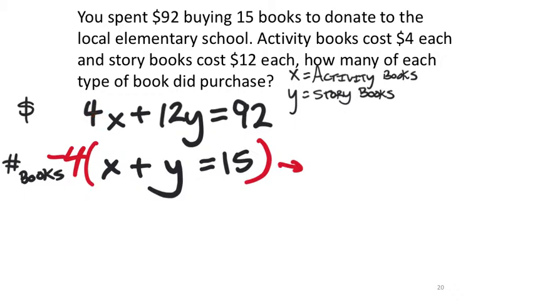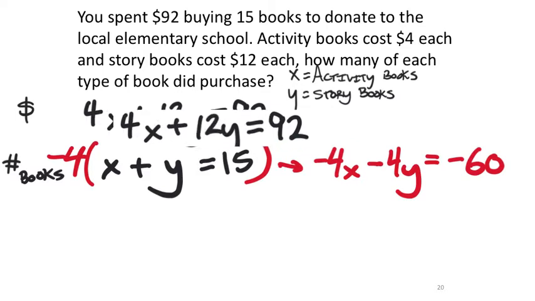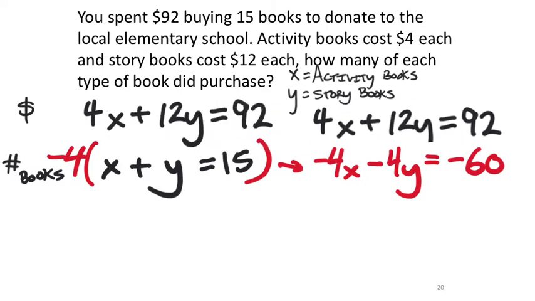So -4 times the 1x would be -4x's. -4 times +1y would be -4y's. And then negative 4 times 15 would be negative 60. The top equation wasn't touched. We didn't do anything with it. So it's just 4x plus 12y equals 92.